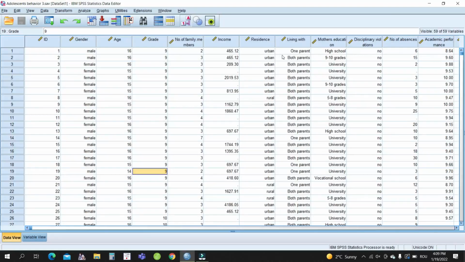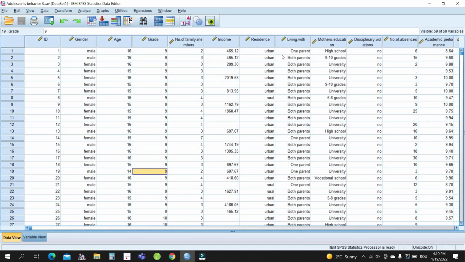Hello! In this presentation, I will show you how to construct and test a multiple linear regression model with SPSS. I advise you to work along with me on the SPSS database called Adolescents Behavior 3, which is attached to this course. If you want to learn more about the basic principles of this procedure, you can enroll in another course of mine on this platform called Introduction to Statistics for Non-Mathematicians.